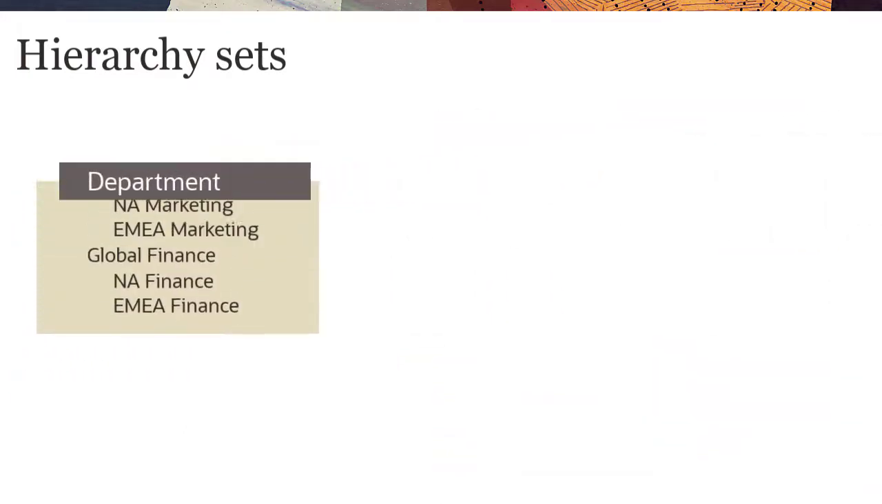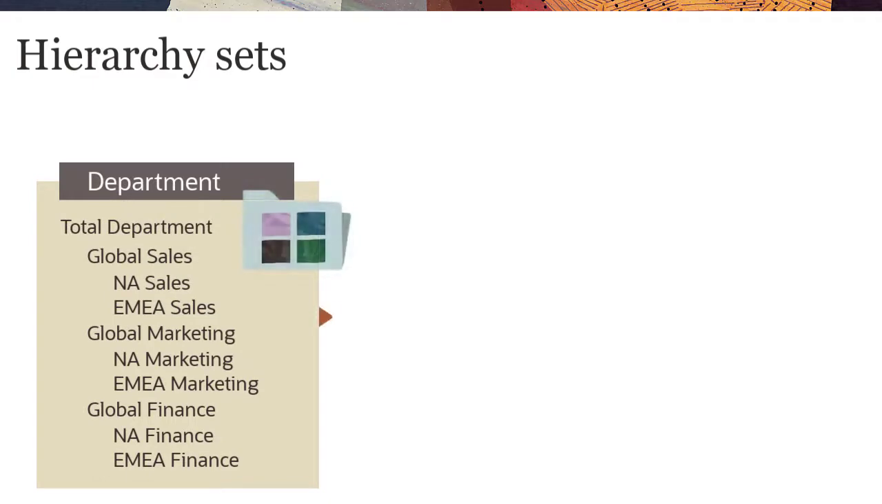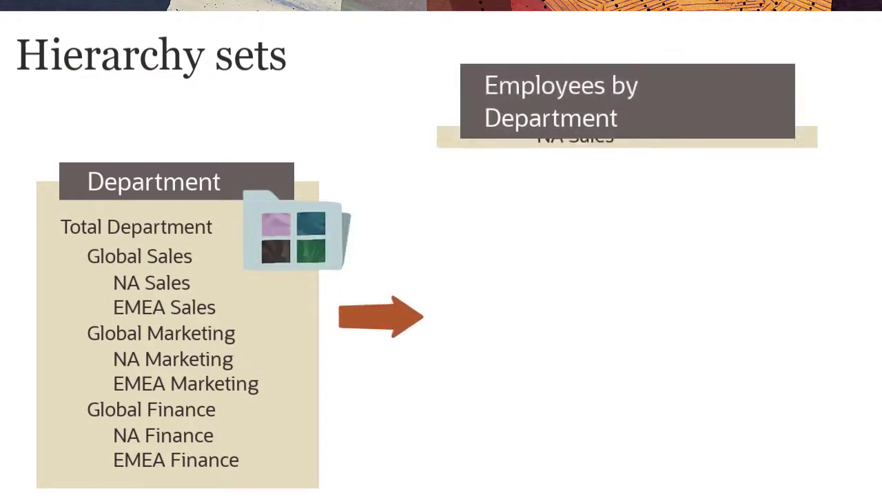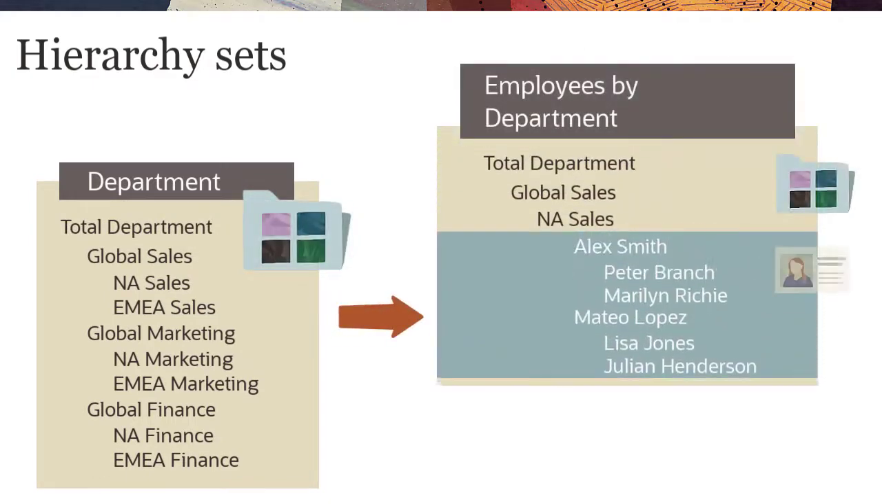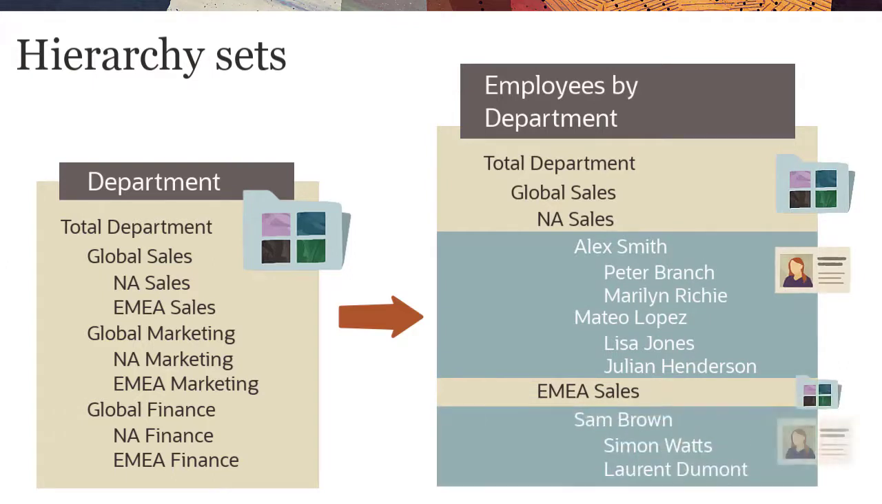Say that in your department dimension, you want to include hierarchical groupings of employees by department. You've created a separate node type, employees, for employee nodes. The next step is to create a custom hierarchy set to control how the department and employee node types can interact.